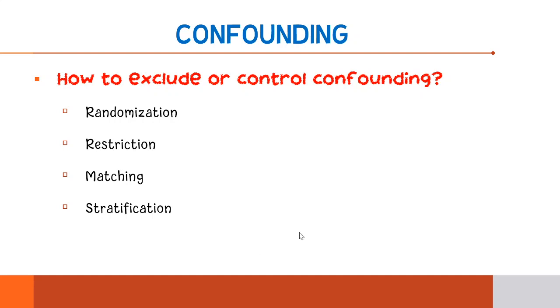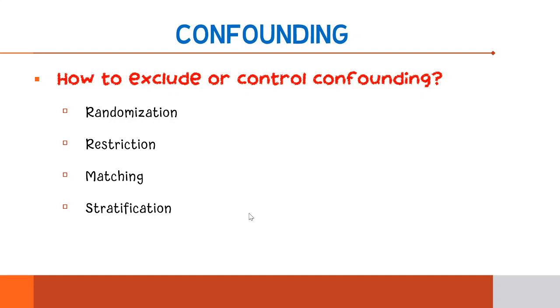Next is matching. Matching is very much used especially in case control studies or cohort studies. From the word itself, matching: if there is a participant who is a smoker, we match him with one who does not smoke. If there is a participant who is physically active, we match him with one who is not physically active. So, that is what matching means.